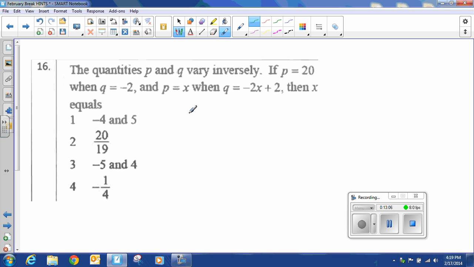Number 16, same thing. We have inverse variation, which means product equals product. So here we have p times q equals p times q. Just remember that this time one of the variables is a binomial. Okay, it's an expression, so make sure when you're multiplying, you put it in parentheses.